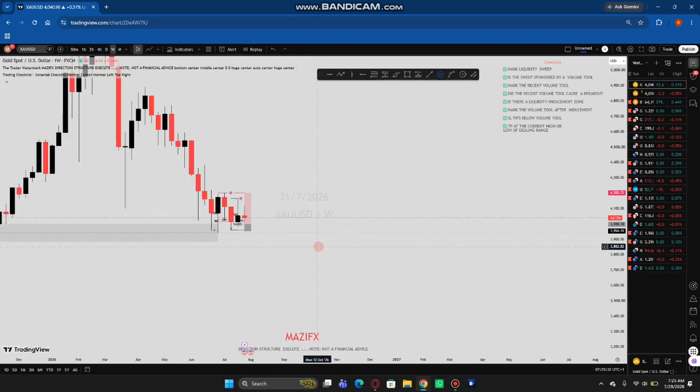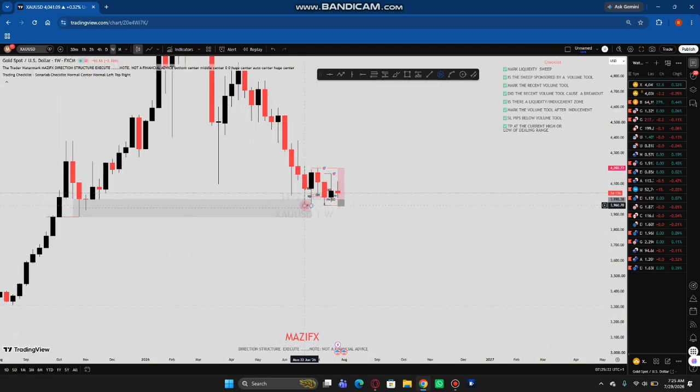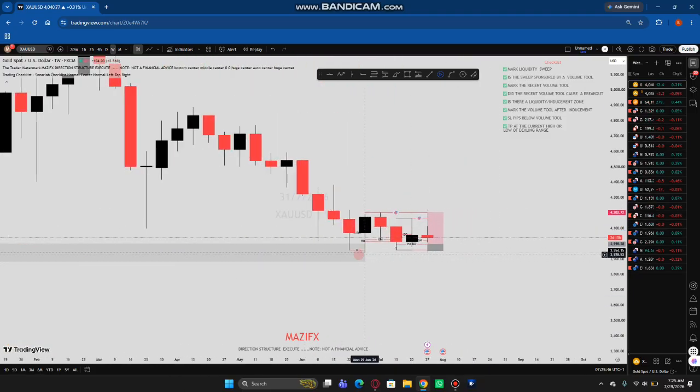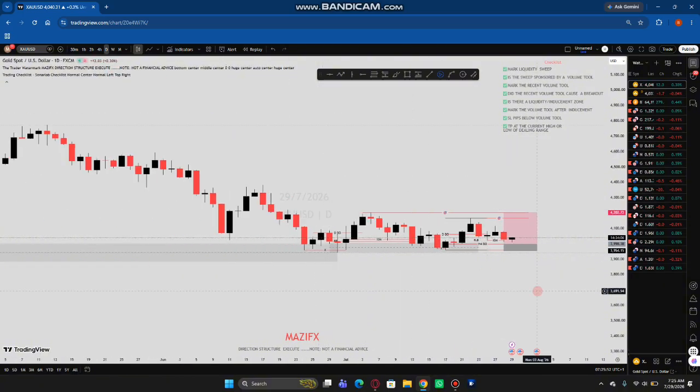Now after doing that, it did what? It took the low of this candle and moved to the upside. So we are trading from the low of this candle to the high of this candle as our range for now. Just check the daily.